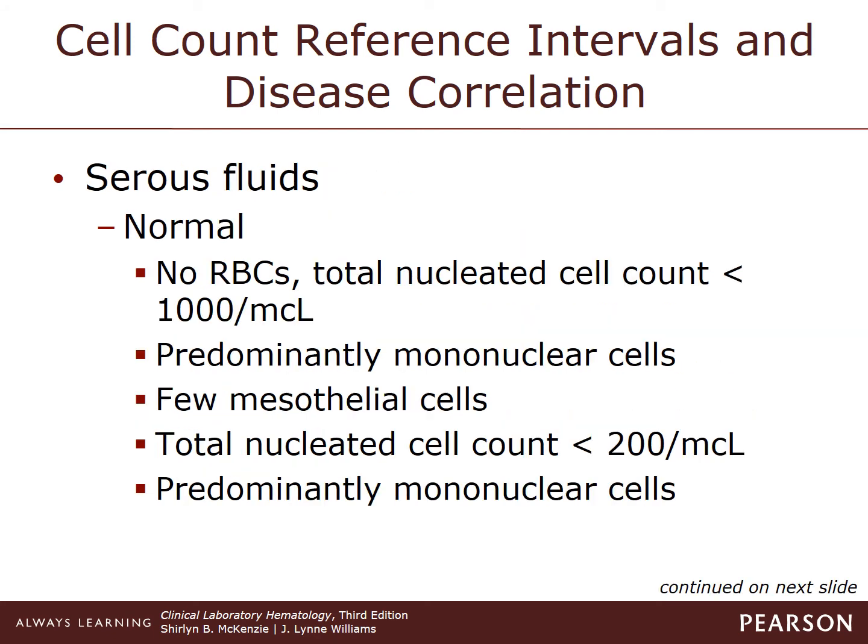For serous fluids, normally you're not going to see any red blood cells, and you may see less than 1,000 microliters of white cells as a total count. Predominantly, you're going to have mononuclear cells like monocytes, histiocytes, macrophages, and some lymphocytes, a few of the lining mesothelial cells, and here your total nucleated count should be less than 200 cells per microliter.